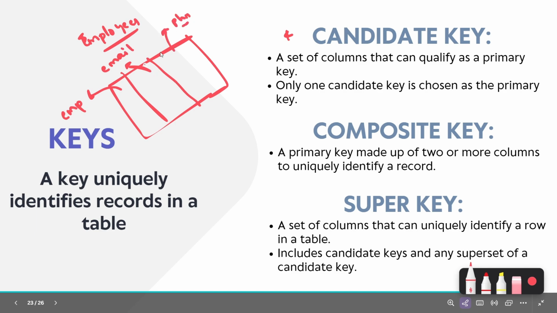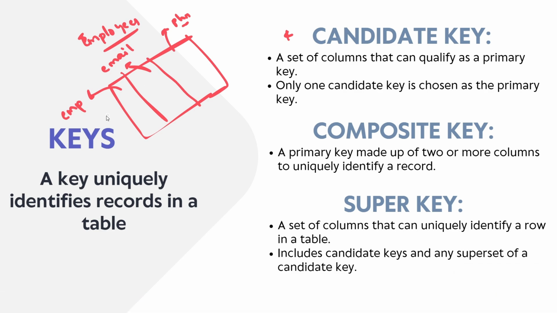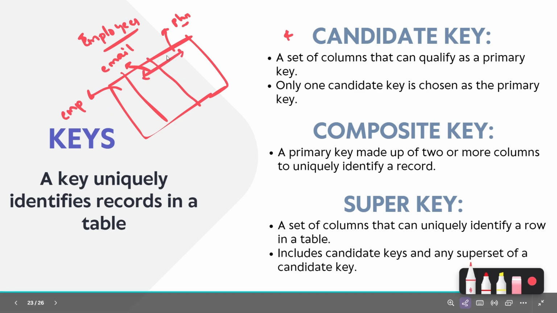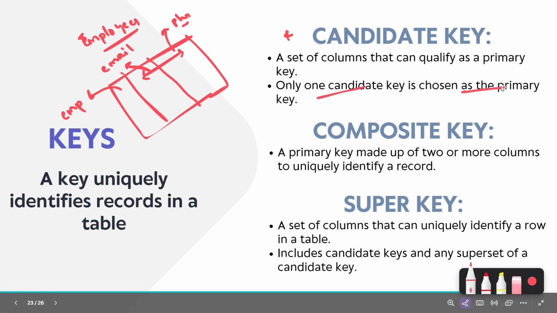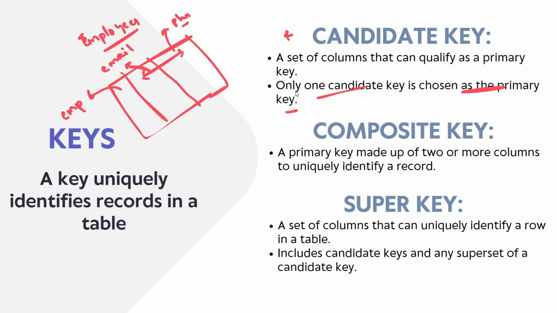So here, even with email and phone number, we can still identify the tuples, right? But we are going to use employee ID as the primary key. And then this email and phone number, either both combined or singly, will be called candidate keys. So only one candidate key is chosen as the primary key. You got the difference between candidate key and primary key, right?